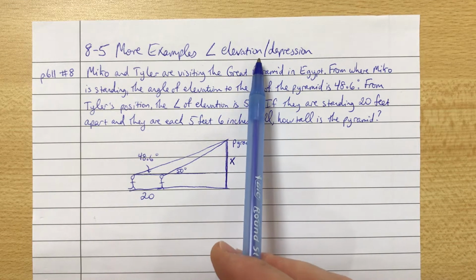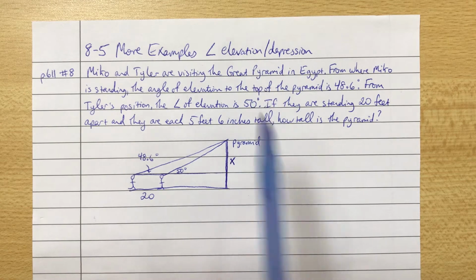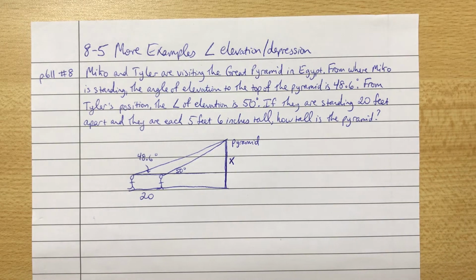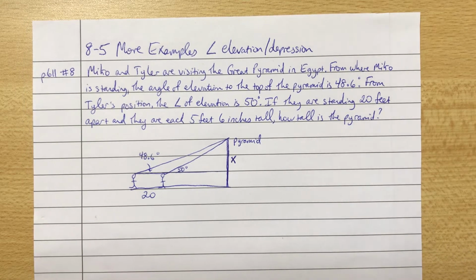Now, before we begin, let me give you your joke of the day. What do you call a dog that can do magic? And the answer is a labracadabrador.